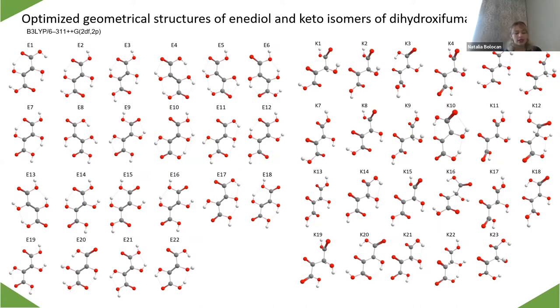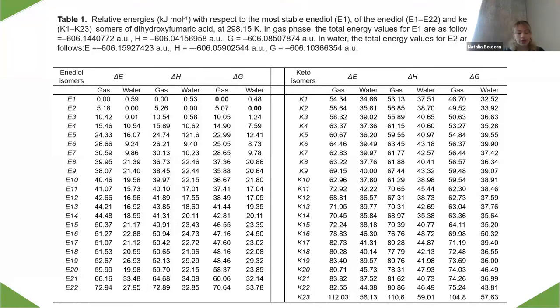So the calculated harmonic vibrational frequencies revealed that there are 22 enediol forms and 23 keto forms of dihydroxyfumaric acid. And here you have them all. The isomers were nominated and arranged from the most stable to the least stable, according to the Gibbs free energy calculations. So we have E1 to E22 for the enediol forms and K1 through K23 for the keto forms. The electronic energy, enthalpy and Gibbs energy of each of those 45 isomers were calculated, and using the energy of E1 as the reference point for gas and the energy of E2 as the reference point for water, we calculated the values of delta E, delta H, and delta G.